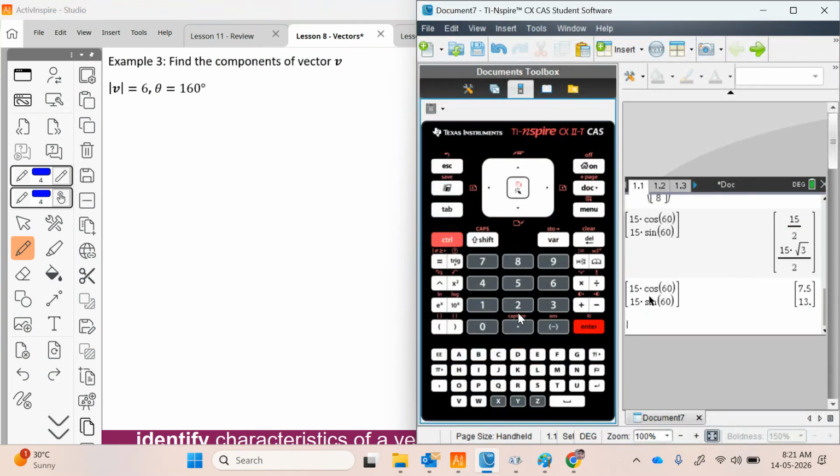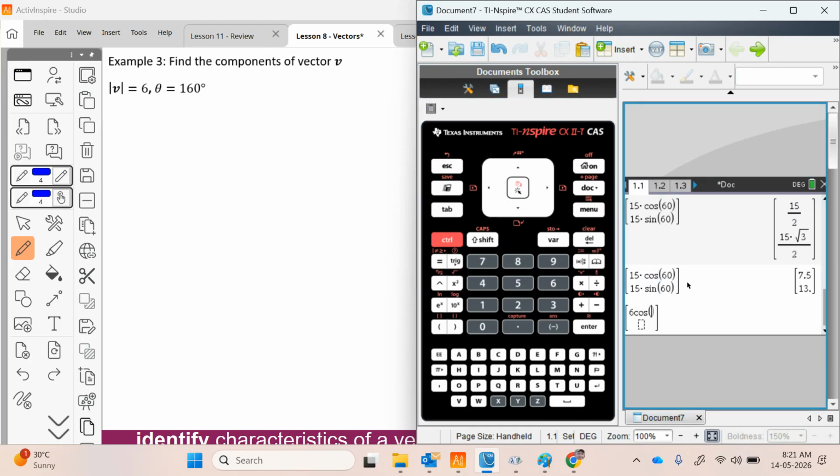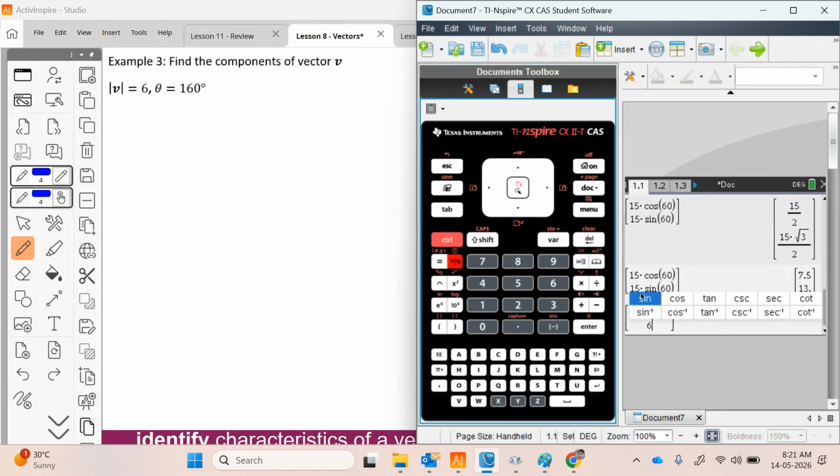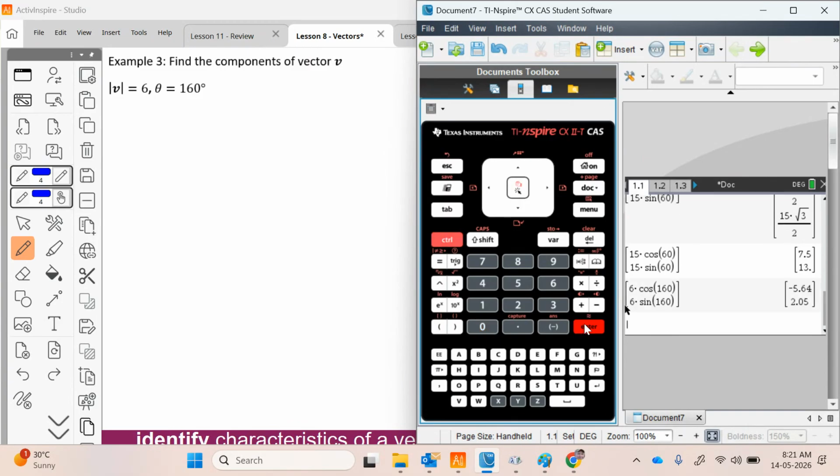Okay, so let's have a look at this. I'm just going to press here, get my vectors up. I want 6 cosine 160. And here I'm going to have 6 sine 160. Obviously, we're expecting the x component to be negative and the y component to be positive. Let's have a look. Control Enter. So we get minus 5.64 and 2.05.